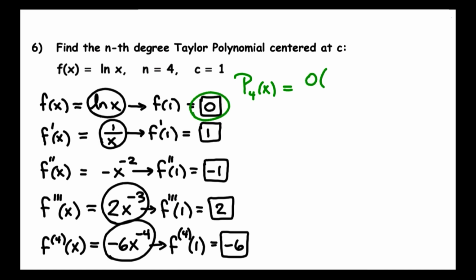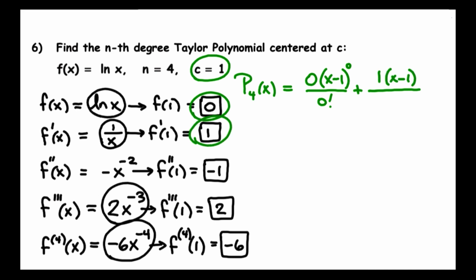It's not just x. Remember, it's x minus 1. We're centered at 1. x minus 1 to the 0 over 0 factorial. That's just a big 0, but I thought I'd write it. Okay, plus 1 times x minus 1 to the first over 1 factorial. Plus -1 times x minus 1 to the second over 2 factorial.